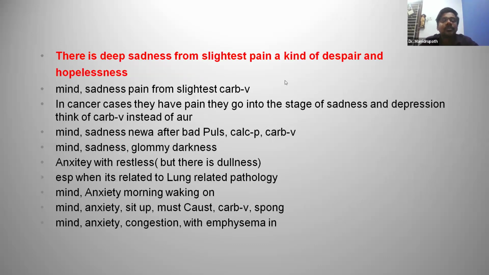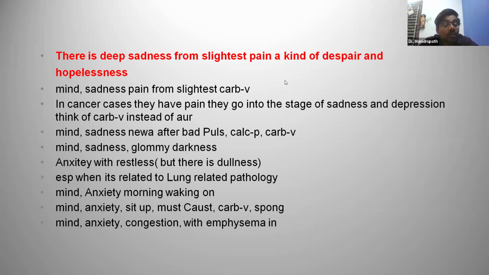There is deep sadness from the slightest pain, a kind of despair and hopelessness you can see. Mind: sadness, pain from the slightest is Carbo veg. In cancer cases, they have pain and go into a state of sadness and depression. Think of Carbo veg instead of Aurum met. Aurum met. This is the beauty.